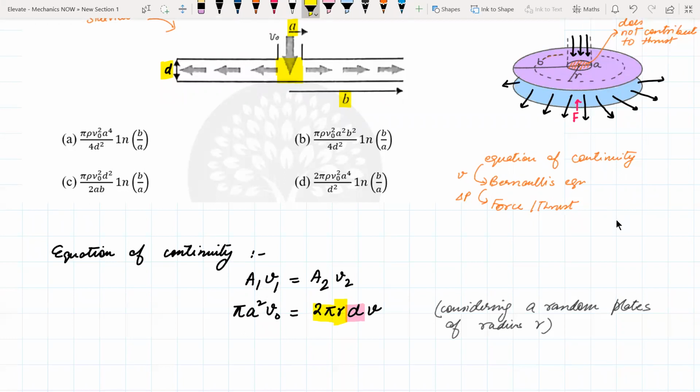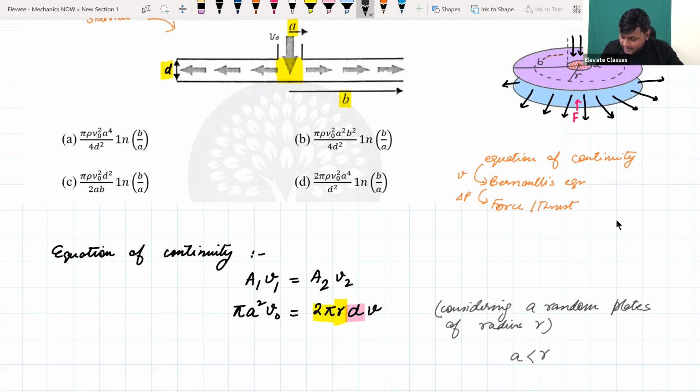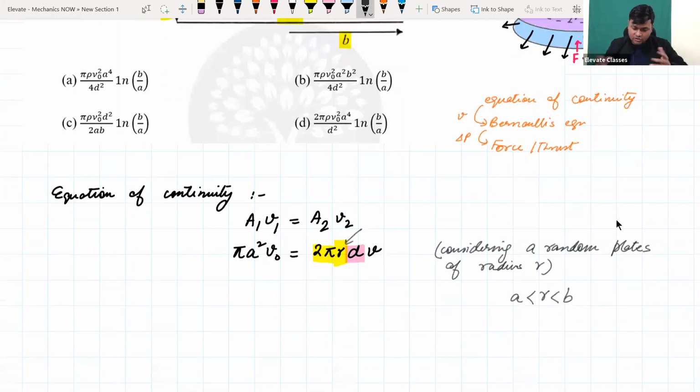Yes, sir. The reason I am taking r instead of b is that ultimately I want to include the contribution of the pressure from r greater than a but less than b. Because of this I am taking r here, not b, because I need to integrate for that particular region. So from the start I am carrying r, and later I will substitute and integrate as required.